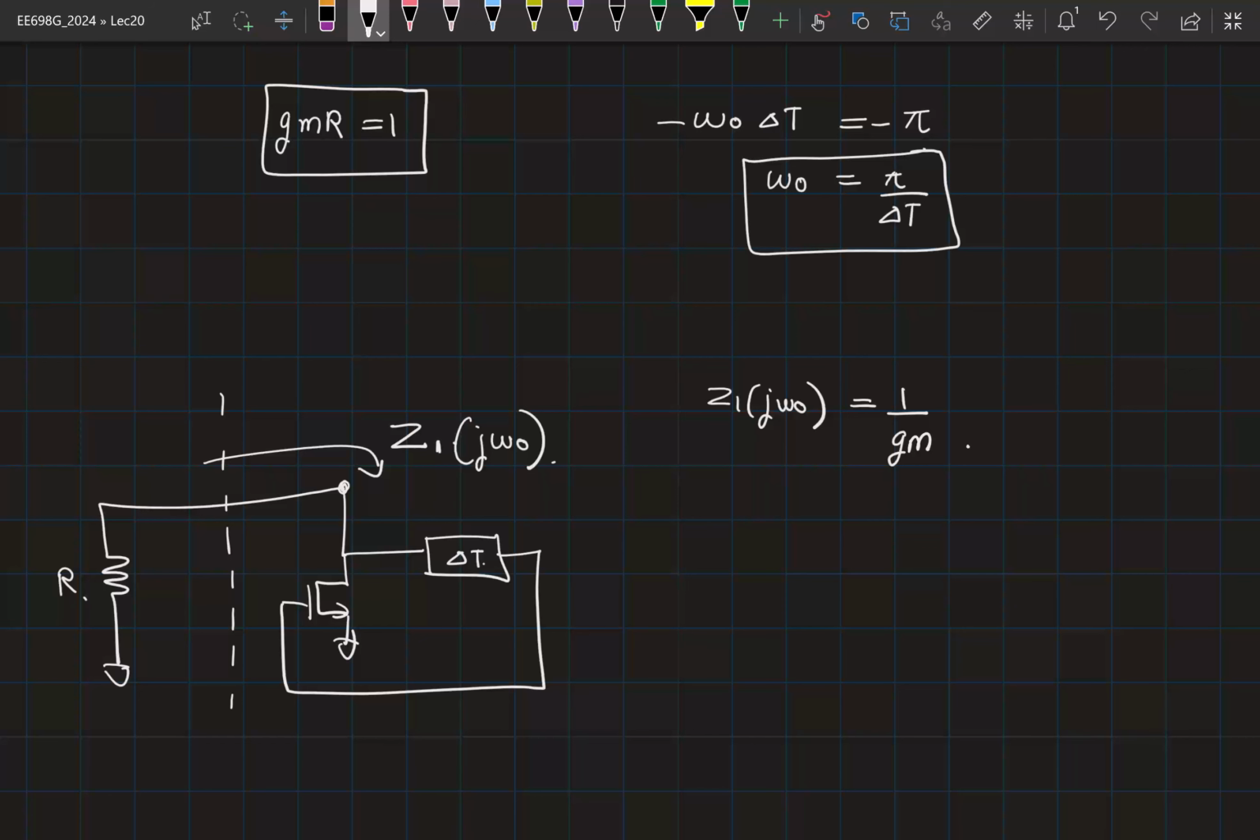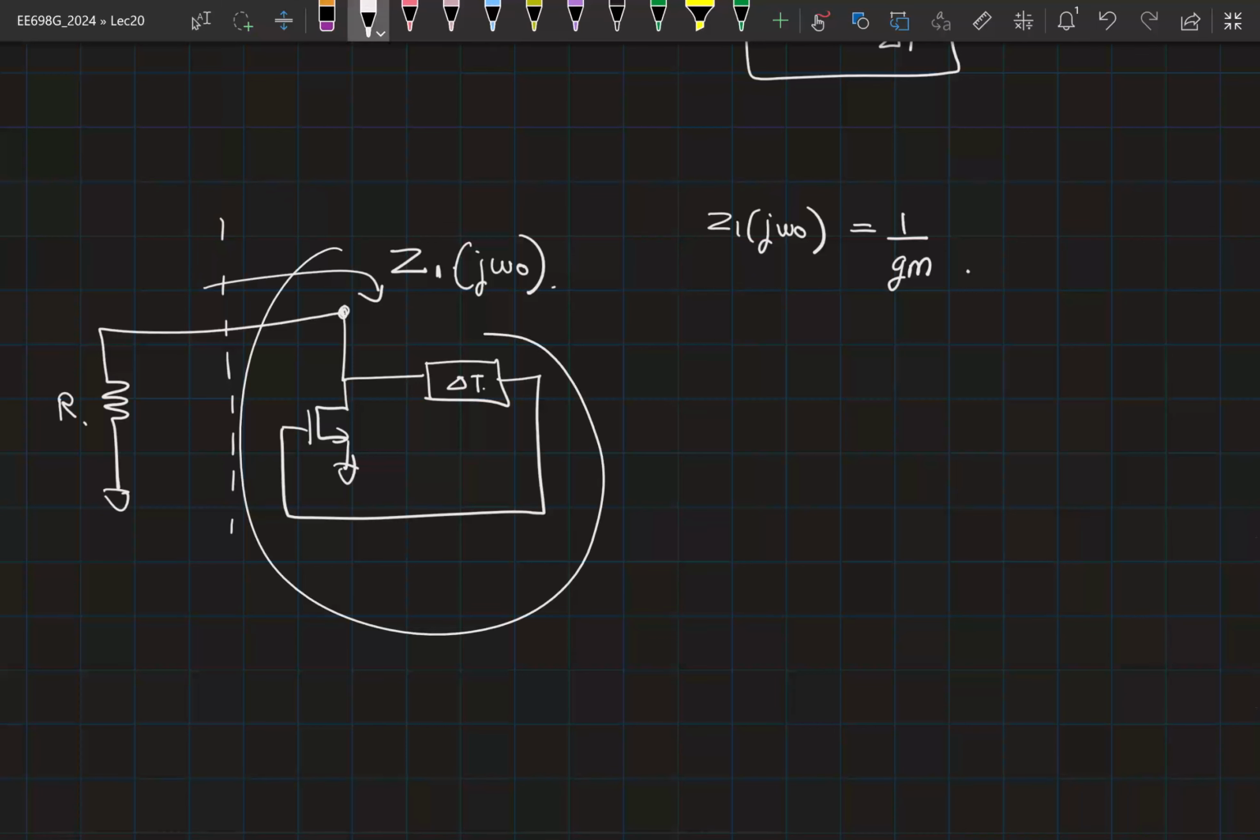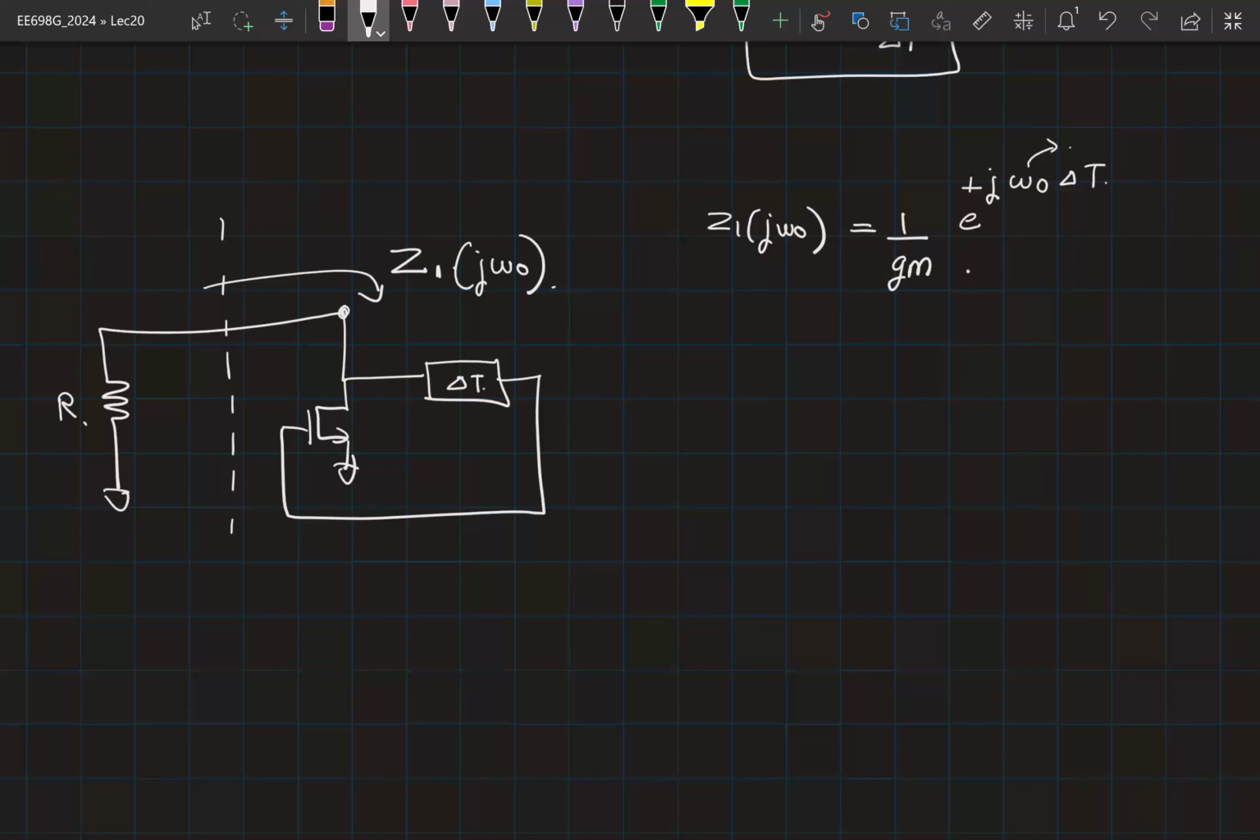How would you calculate this impedance? You take this part of the circuit alone, give a V-test, find out what is the I-test, and then you can calculate the impedance based on that. And that will come out to be 1 by Gm into e power minus, sorry, plus j omega naught delta t, where omega naught is equal to pi by delta t. You'll have the plus sign, isn't it? This is e power minus s delta t, where s gets replaced by j omega naught.